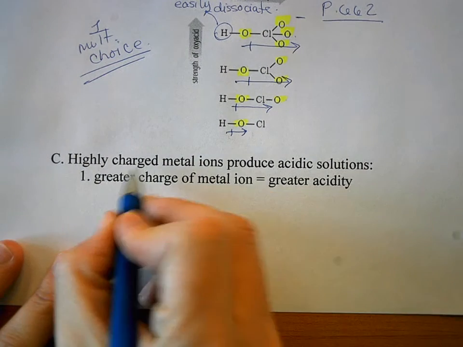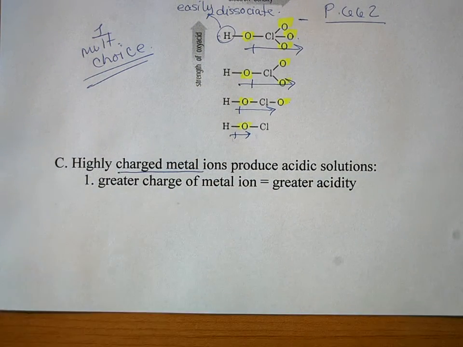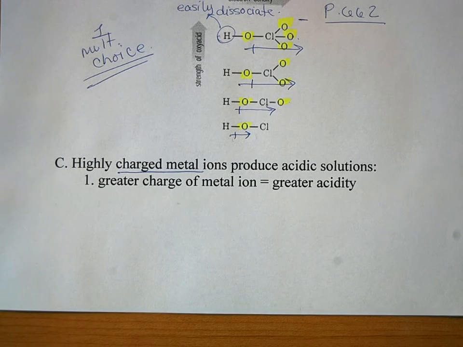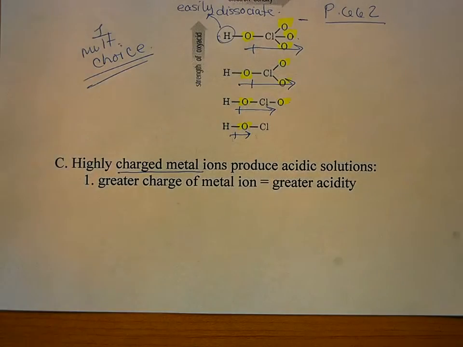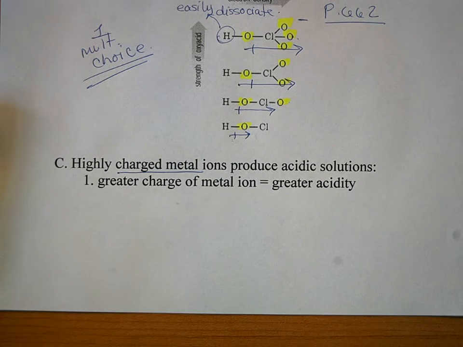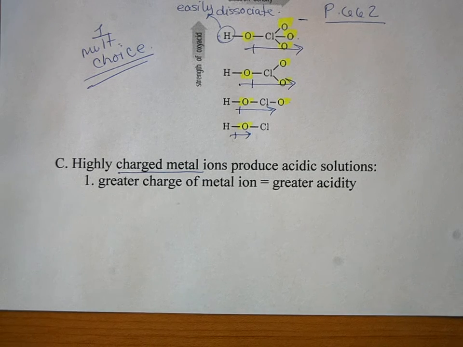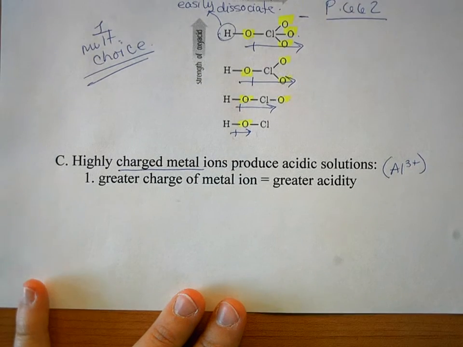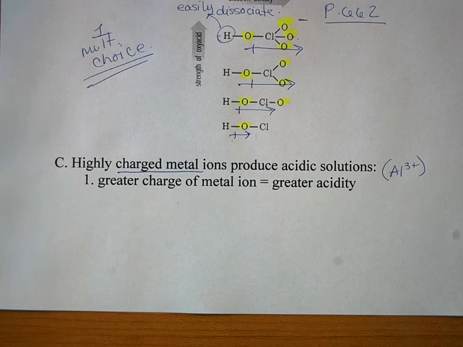And then also you should know highly charged metal ions produce acidic solutions, and that the greater the charge of the metal ion gives you greater acidity. And what I do want to do is I just want to show you guys kind of what we're talking about, what that looks like. So, for example, highly charged metal ions. Most common one of this is aluminum, with its positive 3 charge.